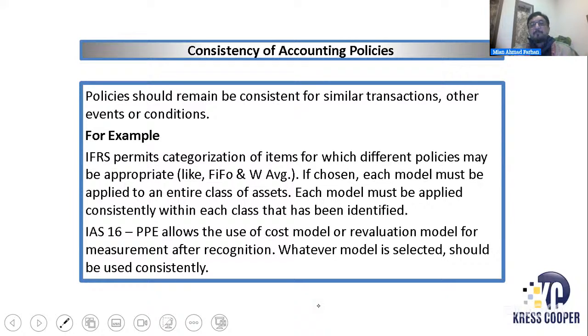In order to make the financial statements comparable, it is important that the policy once adopted should be consistently applied over the years. In the same way, I have given an example of IAS 16, where we can either use the cost model or the revaluation model for measurement of property, plant, and equipment after its initial recognition. So whatever model is once selected for subsequent measurement will be followed for the upcoming years consistently.